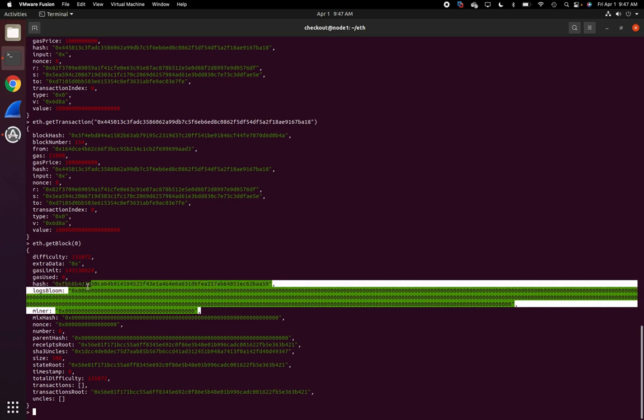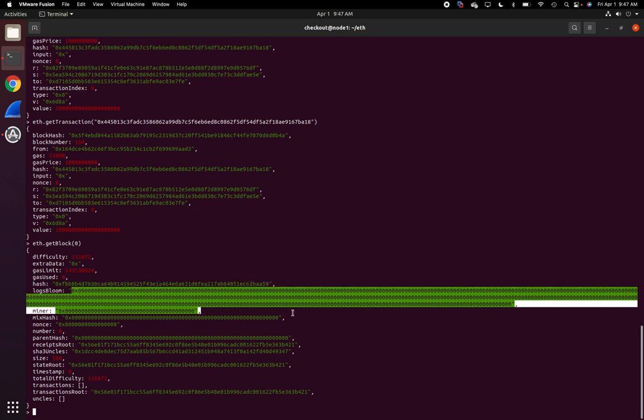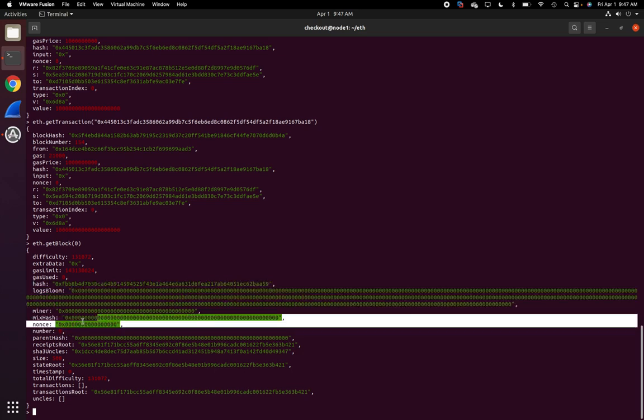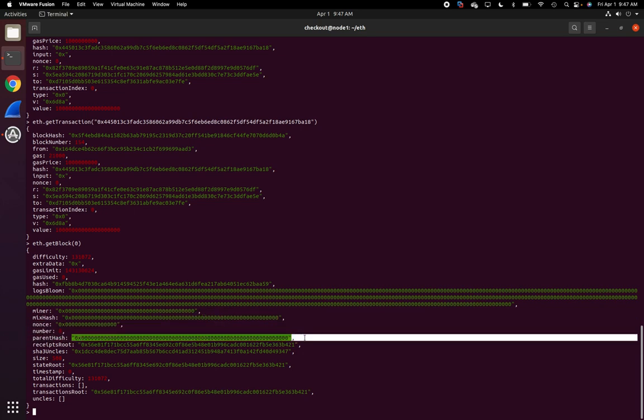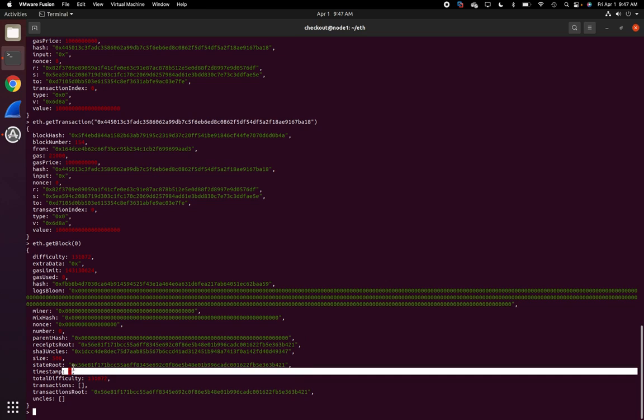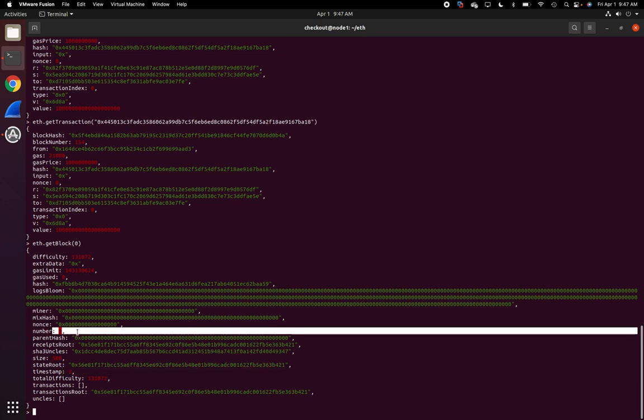Logs bloom, geth doesn't have the setup by default, I believe, so we won't see that. Mix hash, nonce, number, and parent hash will all see change in the second one, because that's when the ETH66 internal protocol assigns these values through RLPx encoding. We have the timestamp, which is 0, which is another indication it's the genesis block. The zeros for the numbers are also an indication it's the genesis block.